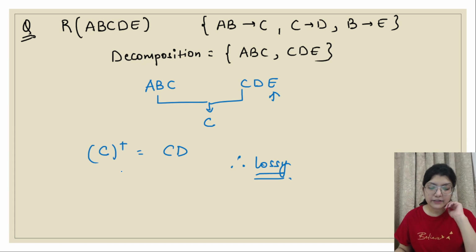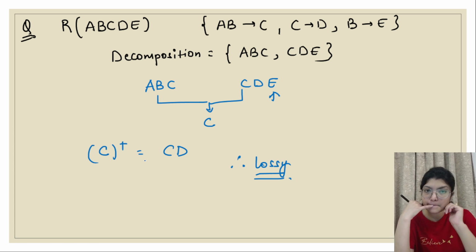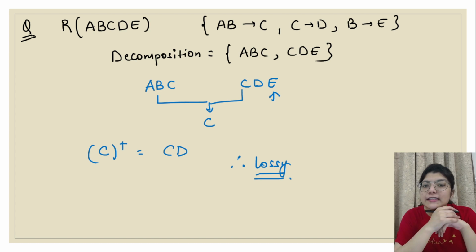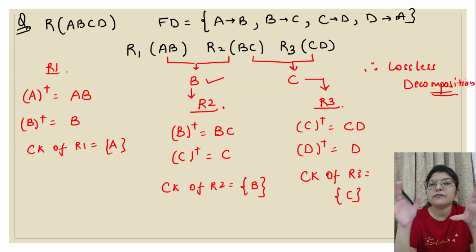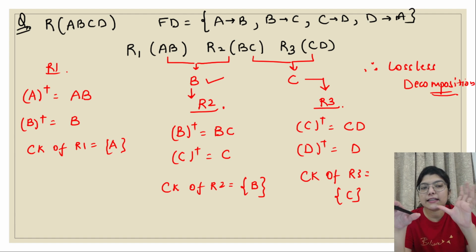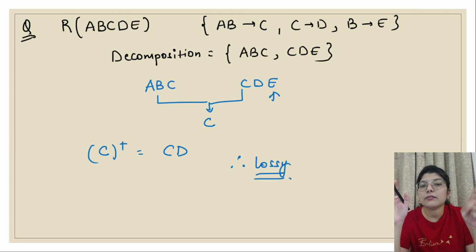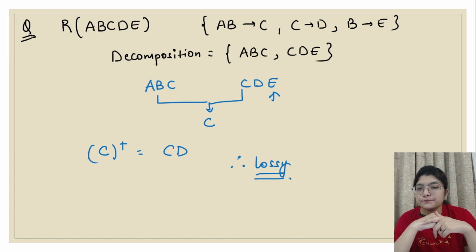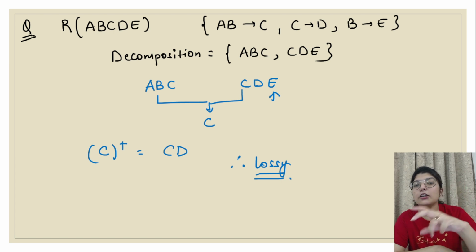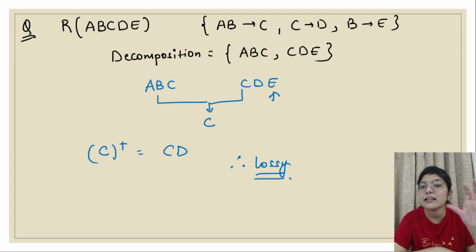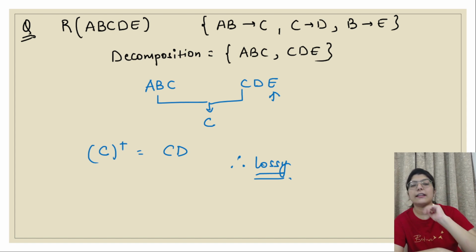I hope this is clear to everyone. Okay, why is it lossy? See, till now what we were doing was finding the closure of each and every element. But what you can do simply is, you first find the common element of the two. When you find the common element, try to find the closure of that. And if by taking the closure you are able to identify that the particular common element is a candidate key of any of the given relations, then I can say that yes, this common attribute is a candidate key of this relation.